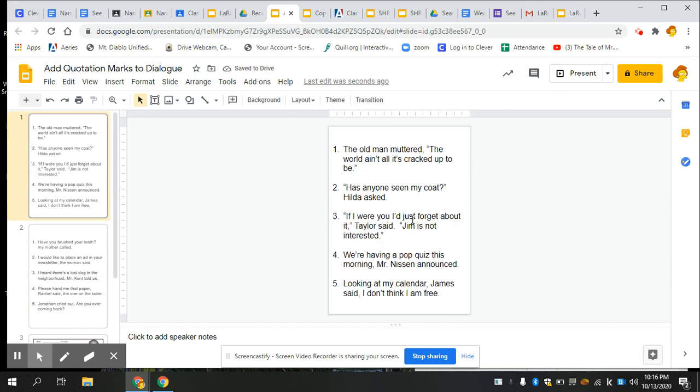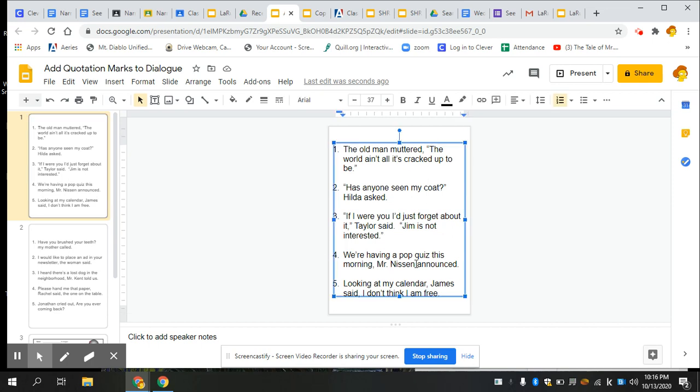Number 4, oops, sorry about that. For number 4, it says, "We're having a pop quiz this morning," Mr. Nissen announced. Mr. Nissen announced is the tag. It tells me who is speaking and how he is speaking. He's announcing. The words coming out of his mouth are, "We're having a pop quiz this morning." Normally, "we're having a pop quiz this morning" would have a period at the end, but when we do dialogue, we change periods into commas just like it was in this sentence. Notice the comma is inside the quotation mark.